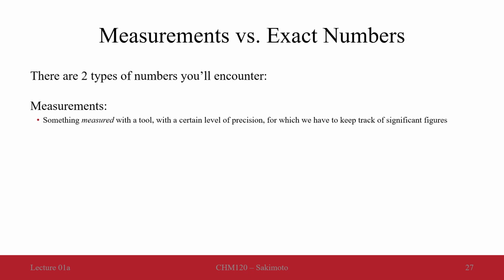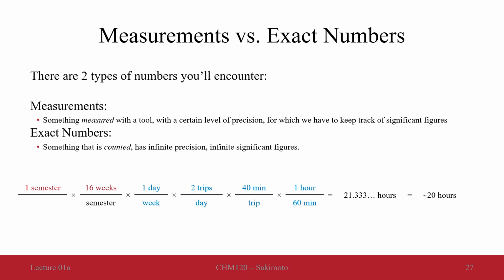The other type of number that we'll encounter will be an exact number. This is something that is either counted, for which because we can count units of something, it has infinite precision, or something that might be a definition, again, a thing that we count.